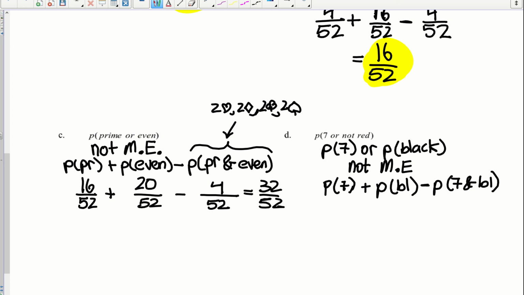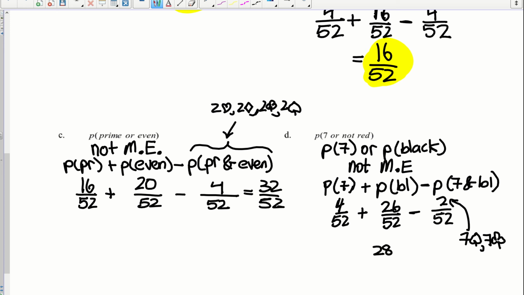All right, so 4 out of 52 for the 7s. Black, well, half the deck is black. So 26 out of 52. And 2 of the 7s are black. That would be the spades and the clubs. So we have to account for those. So that's 7 of spades, 7 of clubs. All right, so combine it all together and we're looking at 28 out of 52.